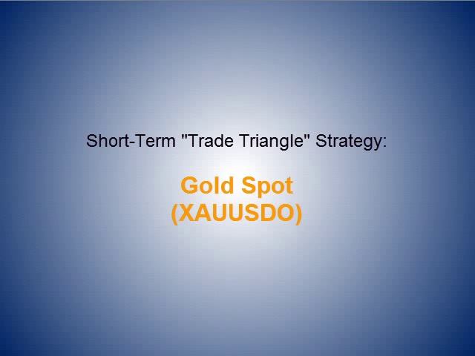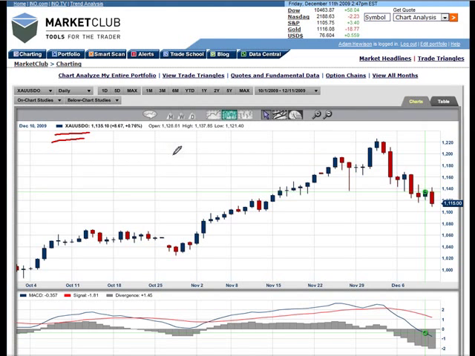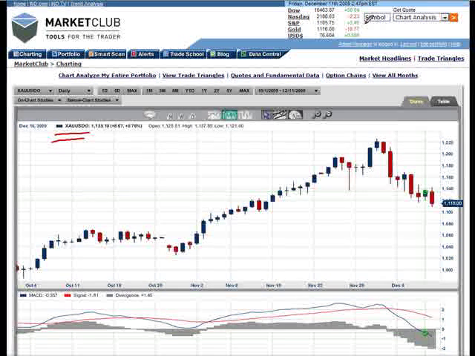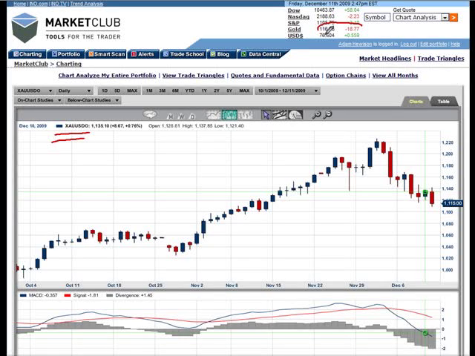And that's the symbol on Market Club. And you can see it's right up here. It's down $18.77. So it's a good time to show you exactly how the trade triangles do work. We're looking at a daily chart right here. And this is a candlestick chart.